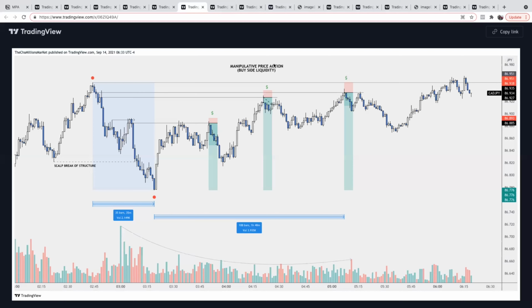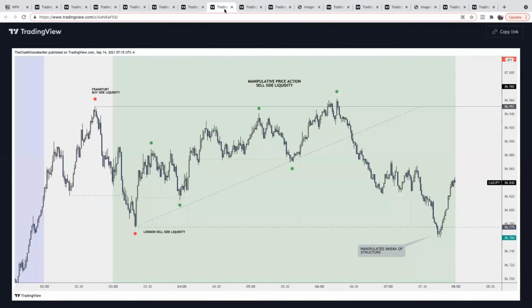This is MPA of buy side liquidity. So now Frankfurt buy side liquidity got taken. Now let's talk about how price manipulates sell side liquidity. And here we'll discuss the traders that trade trend lines and patterns, right? So now on the sell side liquidity, as price was building up, creating that buy side liquidity, London was actually building bullish order flow.